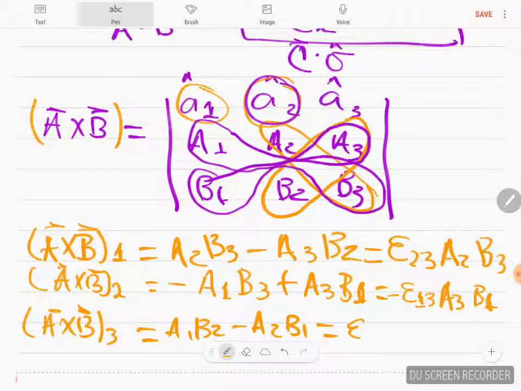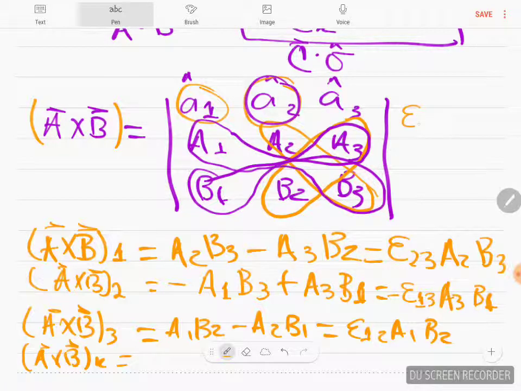And in general, here one can see a pattern: the K component of this cross product is a tensor which has K fixed and only two of its indices exchanged. So the clue point here to see is this.